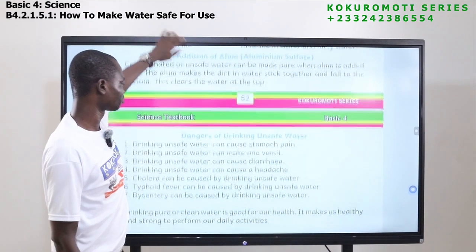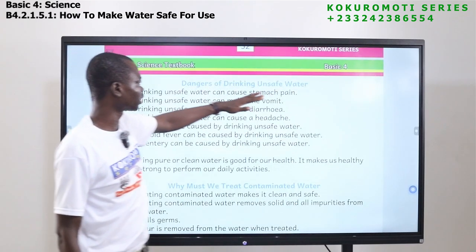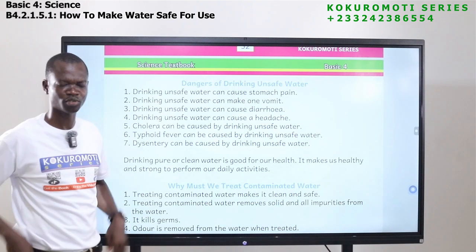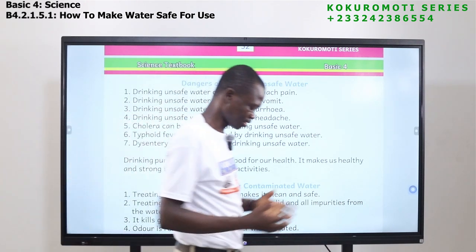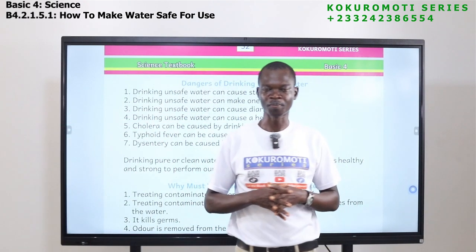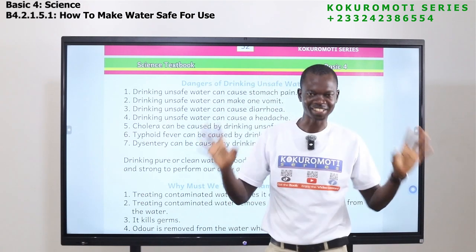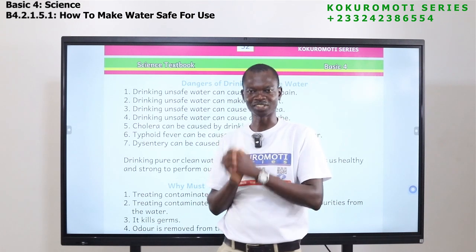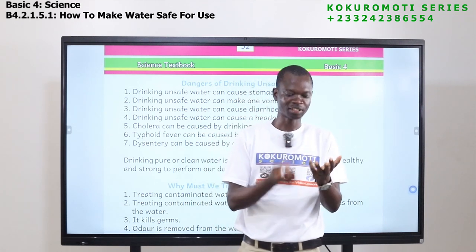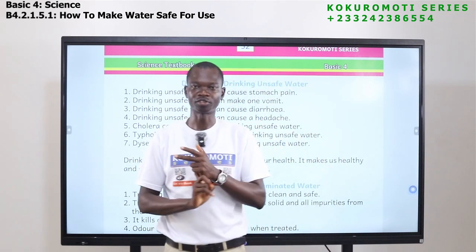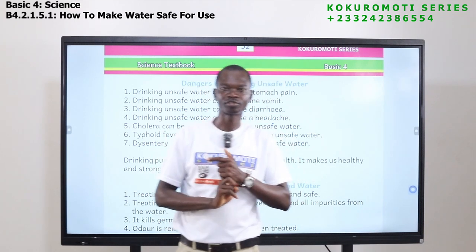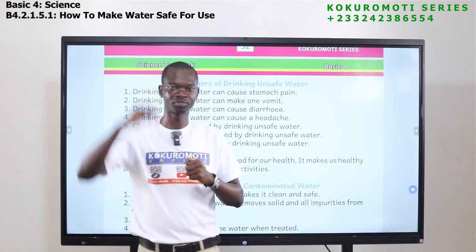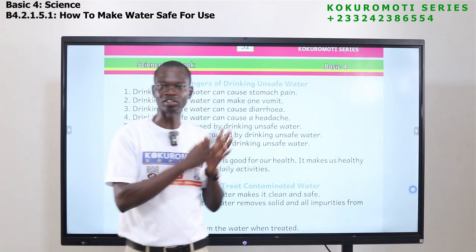Okay, now let's look at dangers of drinking unsafe water. So if you drink water that is not safe, if you use water that is not safe, what are the things that will happen? The dangers, the things that will happen to you. Before we look at them, so far what have we learned? We have learned about water, where we get water from, sources of water. We have seen that we get water from river, from the sea, from wells, pipe-borne. We get water from the rainwater too, and other sources.